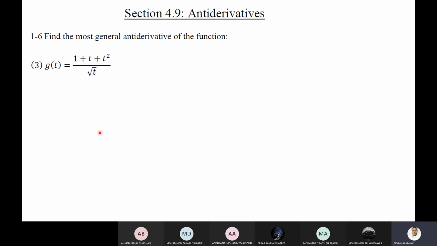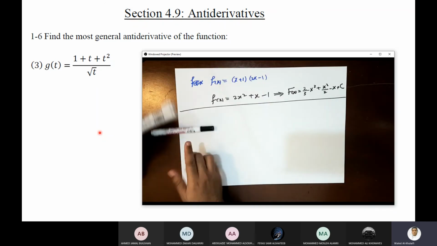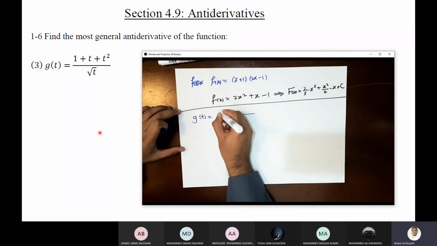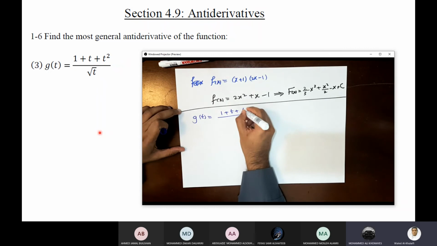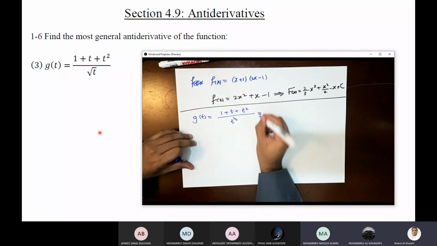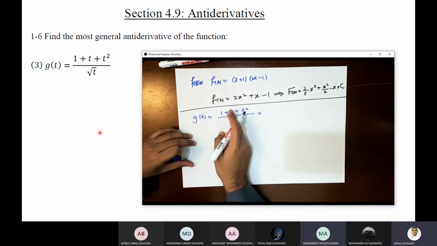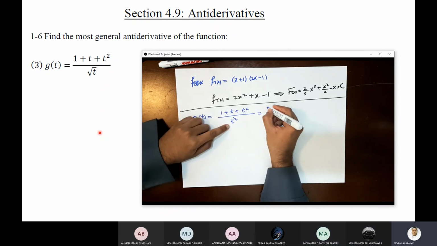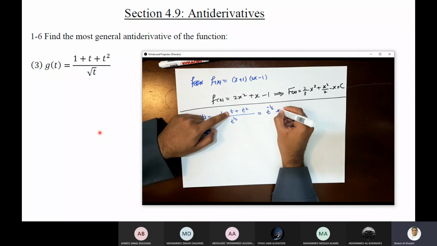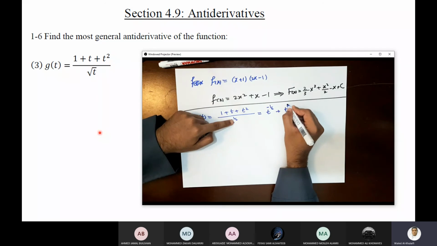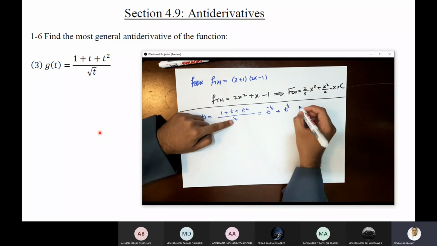Now this one. Also, this is not in the table of antiderivatives. So what should we do? Do we say t? We get the denominator. Find each one of them. You mean divide each one of them over the denominator, right? So this will be t to the power 1 over this, t to the power negative half. Yes. So here plus t to the power what? 1 minus half. So we have what? t to the power half. Plus t to the power 3 over 2.